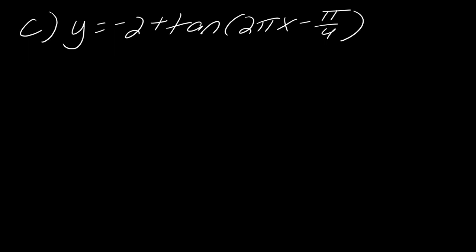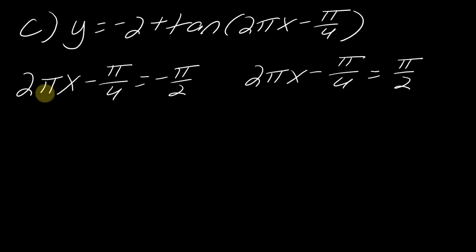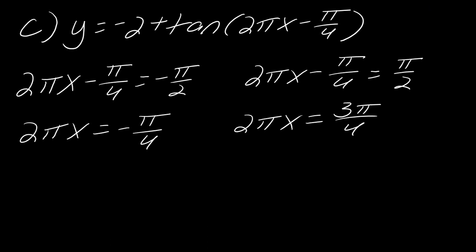So I've got this example. We already saw this before. Once again, this is tangent, so I just take the inside part. So I've got 2 pi x minus pi over 4 equals negative pi over 2, and 2 pi x minus pi over 4 equals pi over 2. Okay, so now I can go ahead and add pi over 4 to each side. So if I add pi over 4 to each side, I get 2 pi x equals negative pi over 4, and 2 pi x equals 3 pi over 4.